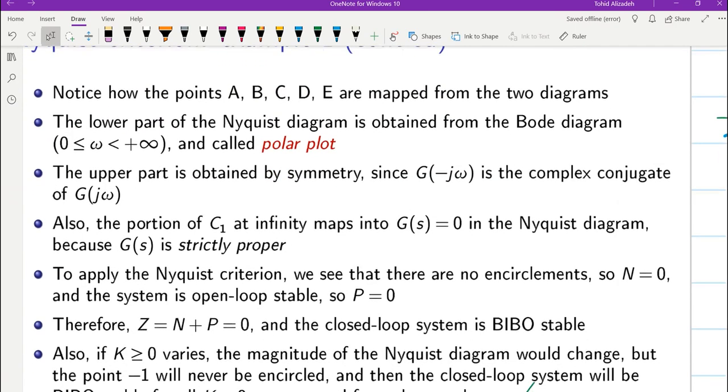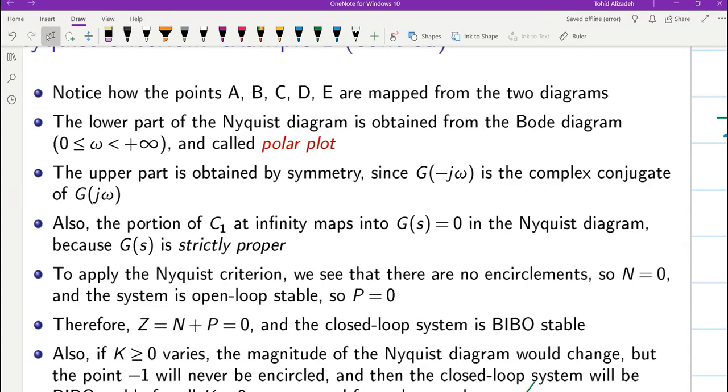Alright, so that's all for this video. In the next video, we'll go through another example and I will show you how to draw the Nyquist plot for a different system and how to analyze the stability of the closed system using the Nyquist plot.